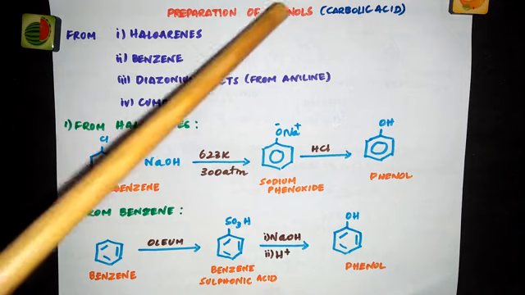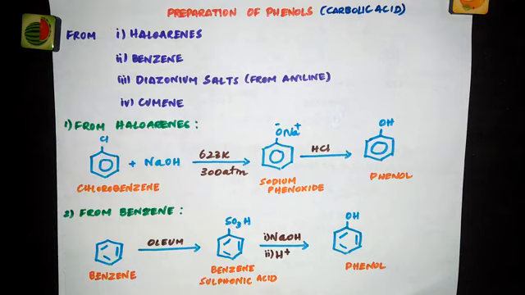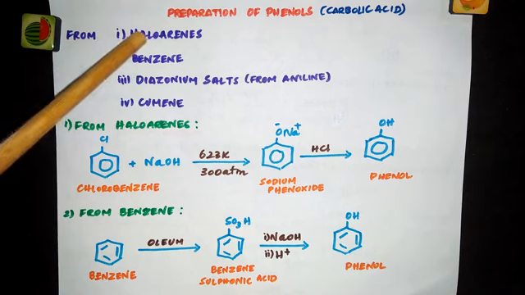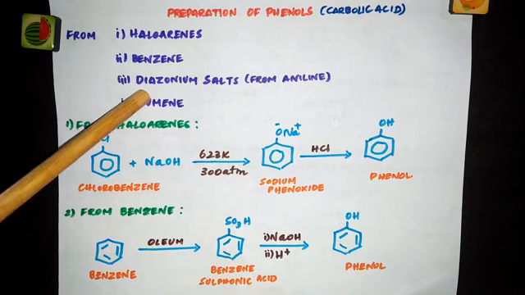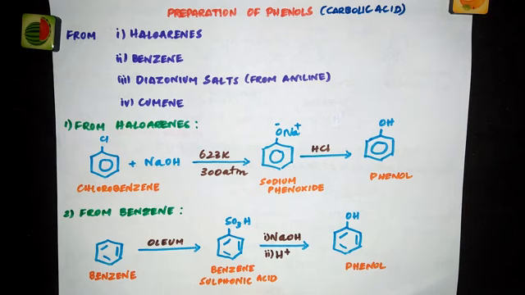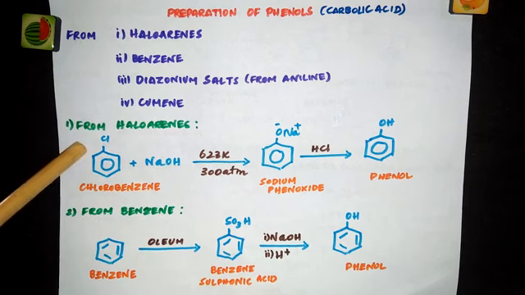And remember, phenol is also called carbolic acid and it was first isolated from coal tar. So the starting materials that we can use are haloarenes, benzene, diazonium salts and cumene. Let's see them one by one and we will prepare phenols from these starting compounds. First one is from haloarenes.